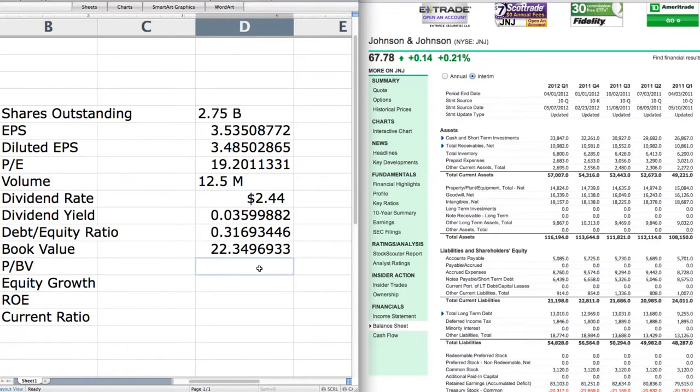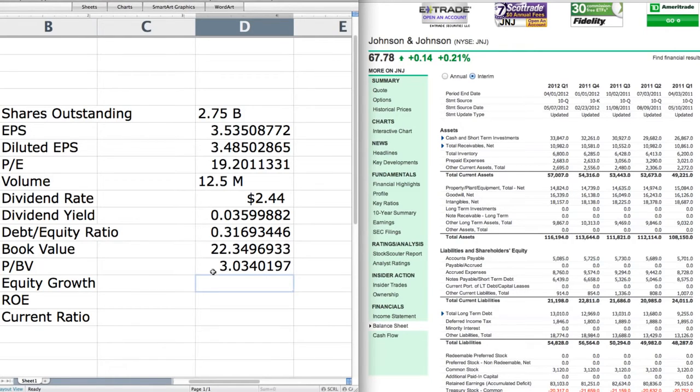Okay, the next number, the price to book value number. Okay, now the price to book is pretty easy to calculate. All you're going to do is you're going to take the price, which is $67.78, and you're going to divide that by the book value, okay, which we just calculated at $22.34. So let's go ahead and do that. We hit the equal sign. The price is $67.78. We're going to divide that by the book value that we just calculated above, which is $22.34. And we hit enter, and our price to book value is 3. Okay, so that means that for every $3 you spend buying this company, you're going to get $1 of equity or book value in the business.